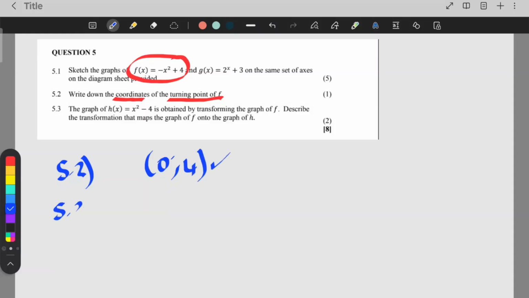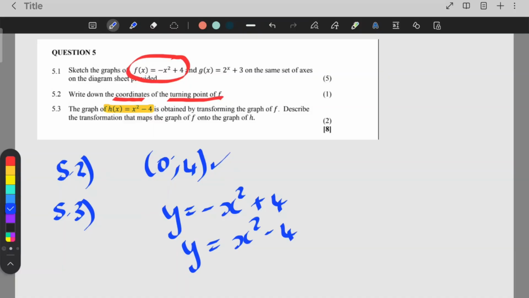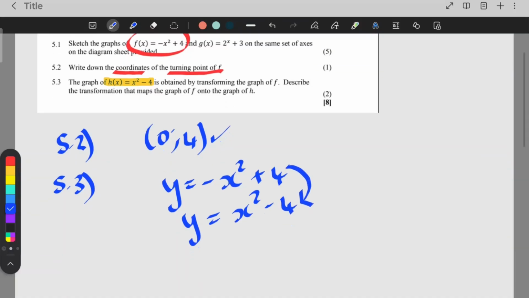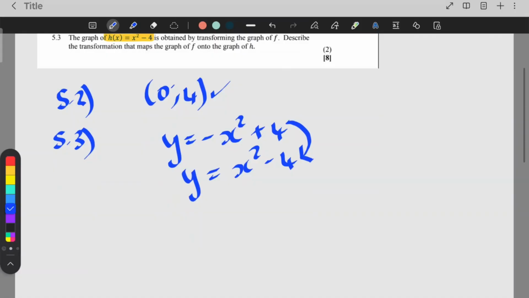Then the next question, 5.3 says, the graph h of x is given. So this is h of x. And this h of x is obtained by transforming f. So f was changed, and now it's this one. So f was this graph, and now h is this graph. Now they're asking, what did we do to the first one to get to the second one? You have to describe the transformation.